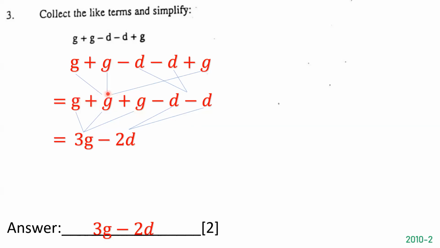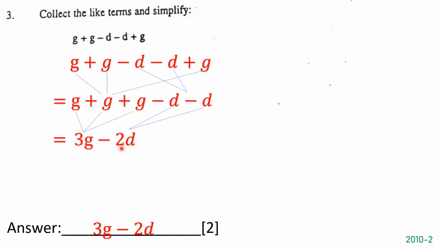And what is 1g plus 1g plus 1g? Well, that's definitely going to be 3g. And if we have negative d and negative d, that's the same thing: negative 1d and negative 1d. Negative 1 and negative 1 is definitely negative 2. So negative d minus d is definitely negative 2d. So we have 3g minus 2d.